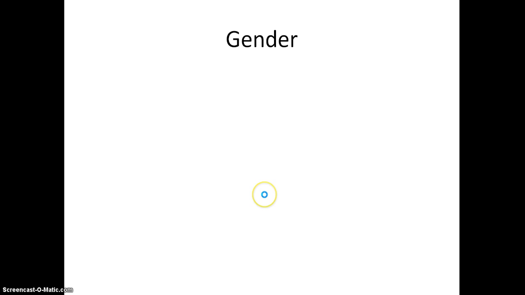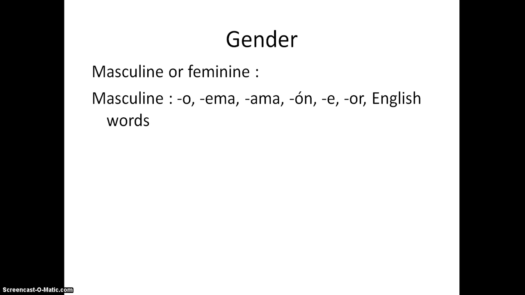Okay, let's move on. So gender. Gender is whether things are masculine or feminine, and it's nothing to do with male or female, it's just the type of word that it is. In Spanish, most nouns that end in these endings are masculine: o, ema, ama, on. Quite often if it ends in e, it generally is masculine. Ends in or, it's generally masculine. And most English words like rugby or hockey or golf are also masculine.